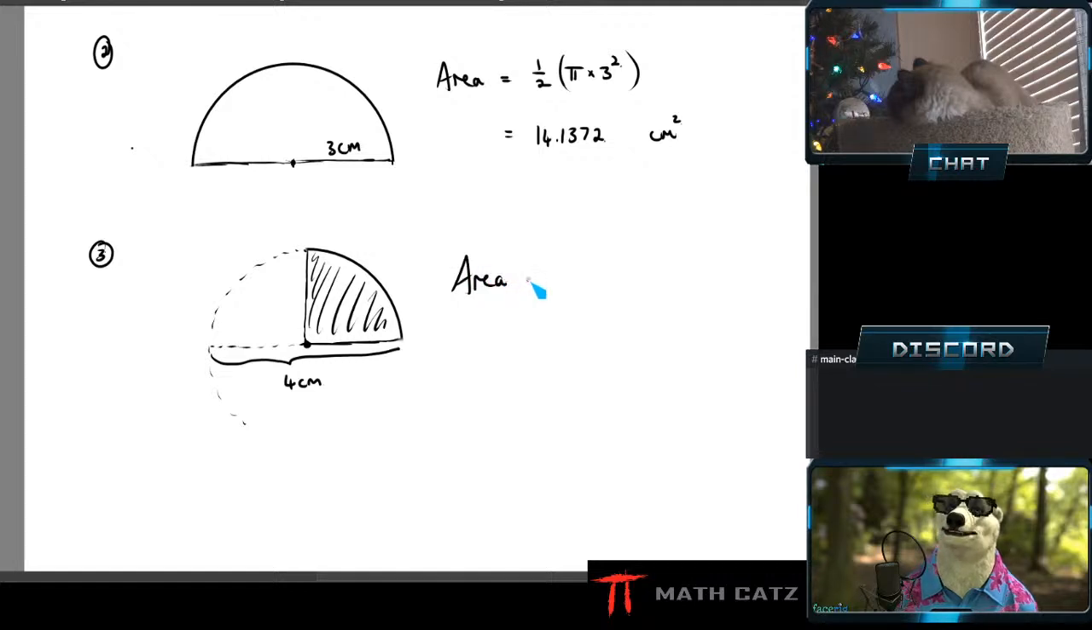So the area is going to be a quarter of the area of a circle. Full circle is pi r squared. The radius is 2 centimeters. Now this is pi times 2 squared, dividing by 4. So the answer is really just pi. Calculate it. 3.14159. So 6 if you want to round it.